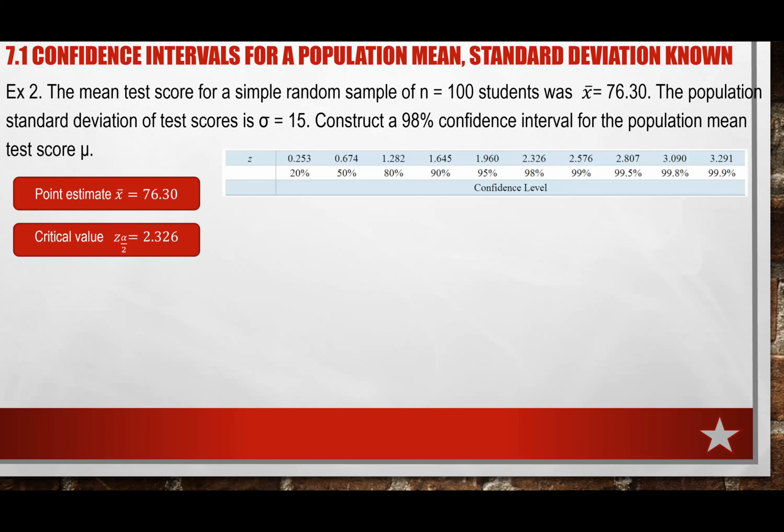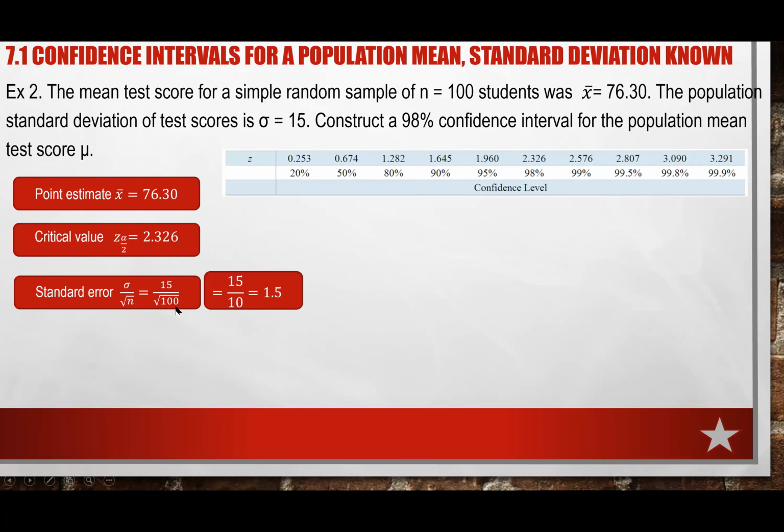Now the third step, I need to find a margin of error, but to find a margin of error, I need to find a standard error first. So what is the standard error? Reminder, the standard error is the population standard deviation divided by the square root of n, which is 15 divided by the square root of 100, which is 15 divided by 10, which is 1.5. Everybody see that that is my standard error.